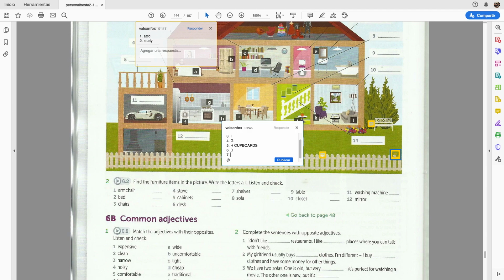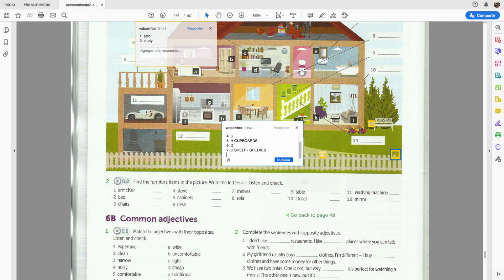7, shelves. Shelves, letter C. These are the shelves, las repisas. Remember that if you talk about only one, it's shelf. And if you are talking about a plural noun, it could be shelves. So in singular form, shelf. And in plural form, shelves. For example, here, there are 2 shelves.